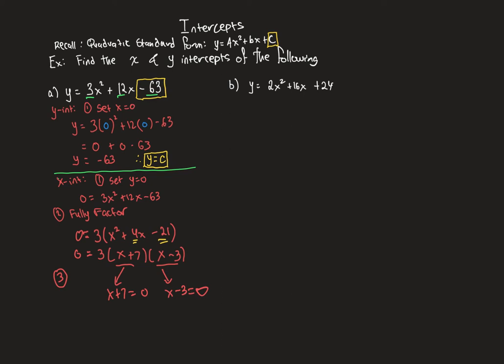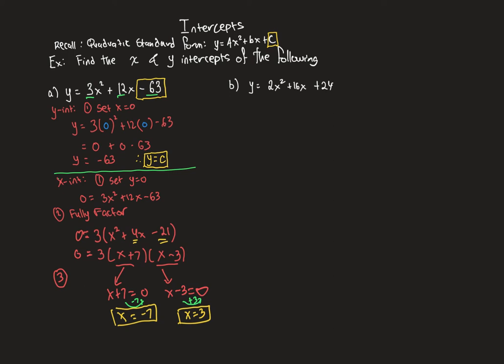So to do that, you're solving for each linear equation. So you're going to move the plus 7 to the other side by subtracting 7 over here, and you're going to move the minus 3 on this side to the other side by adding 3. Which means x is equal to negative 7, and x is equal to 3. These are my two x-intercepts. So you set y equal to 0, you fully factor, and then you solve for your two linear equations at the end.